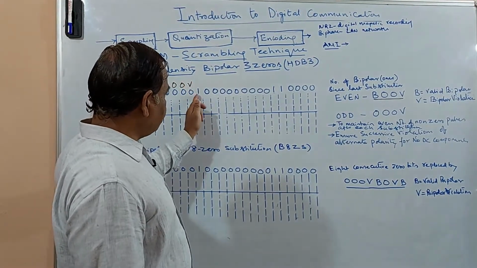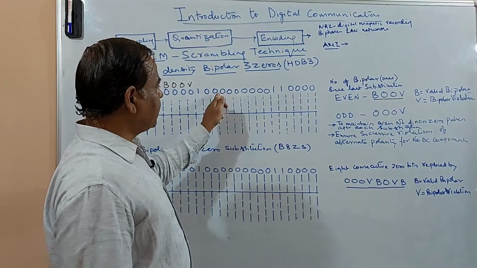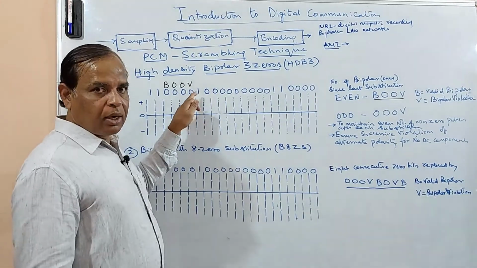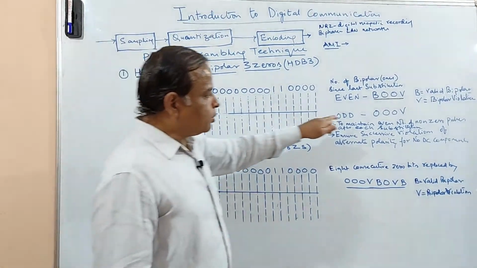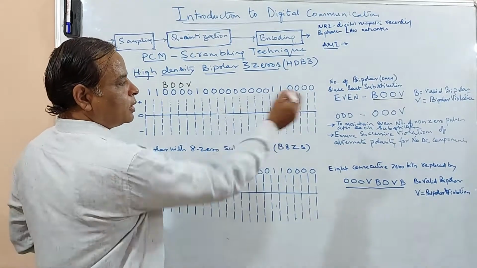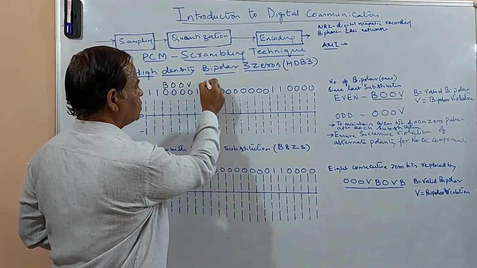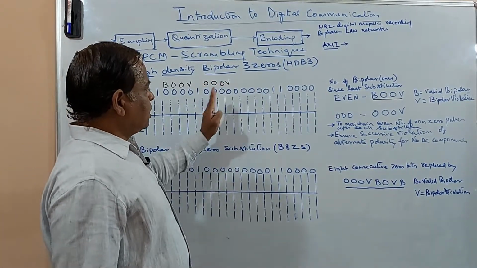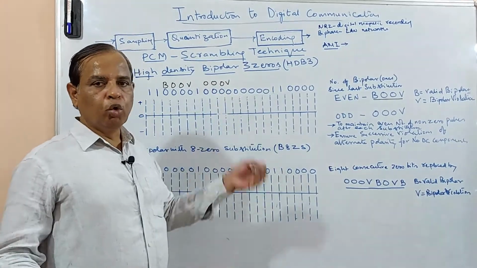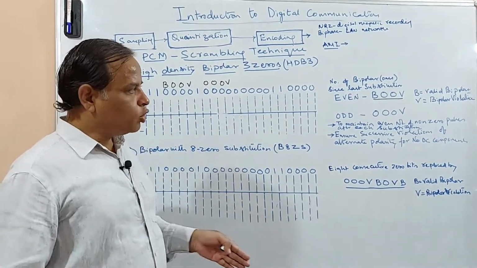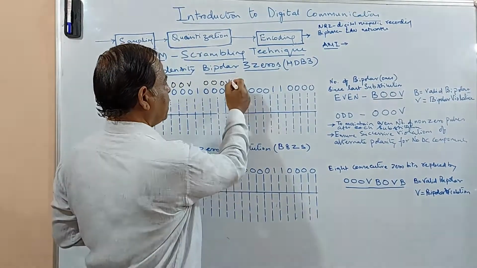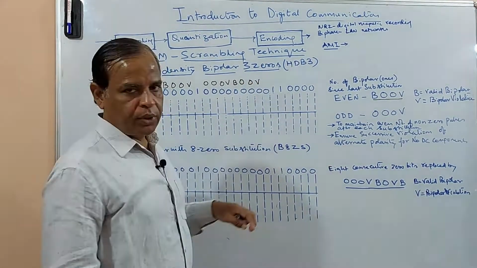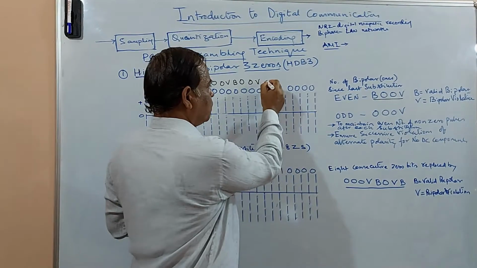Then again after 1, now 1 is there. After 1 again you find another consecutive 4 zeros. Then what to do? After the last violation, how many ones are there? Only 1. So it's odd. So what has to be done? It is to be replaced with this particular code, 000V. Now after the violation, is there any one? No one. No one means 0. 0 means even. Now again replace with B00V. So naturally it is again 0.